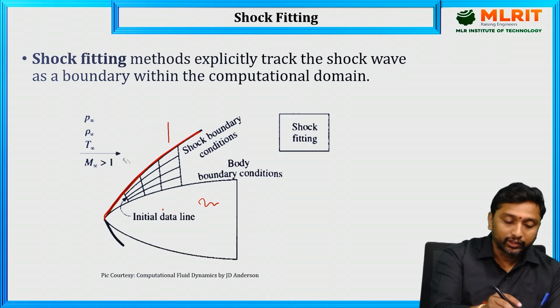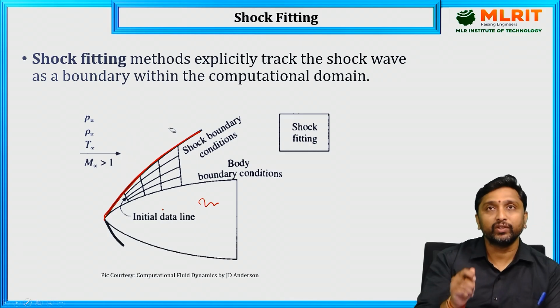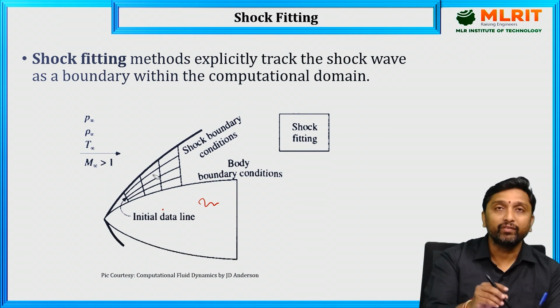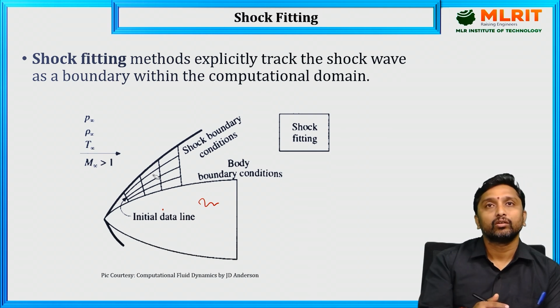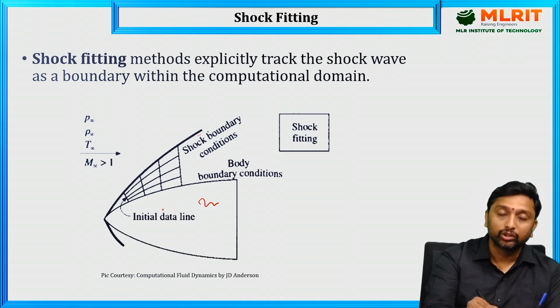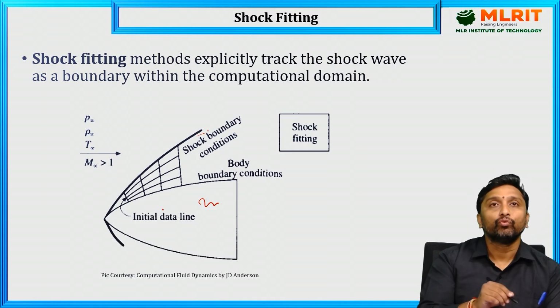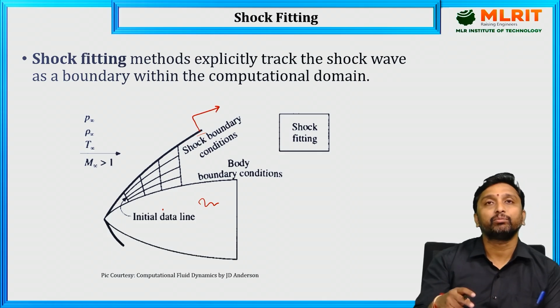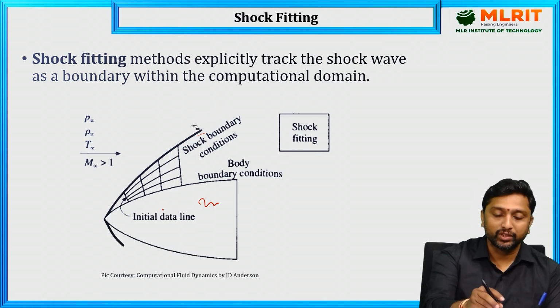So shock fitting specifically uses the shock wave as the boundary condition. It's a boundary condition, not a boundary layer. It considered this shock wave as the boundary for the computational aspect. Now the question arises, how is this shock wave captured, or how is this shock wave calculated?